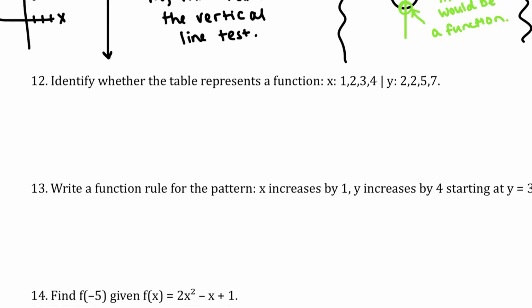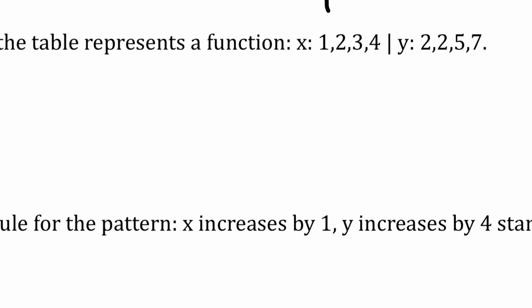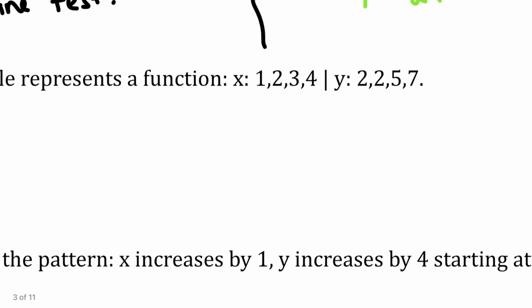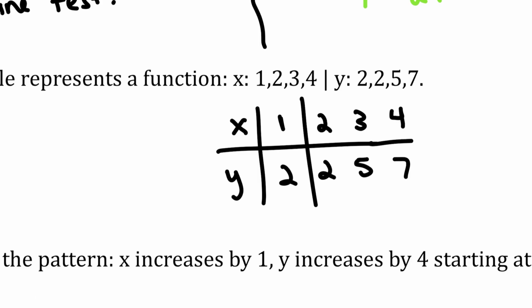All right, and here's another one. Identify whether this table represents a function. So they listed the table off just like this. Sometimes it might look like this. You'd have x and y. You'd have 1, 2, 3, 4. And this y is 2, 2, 5, 7. Right? That's what this is saying.